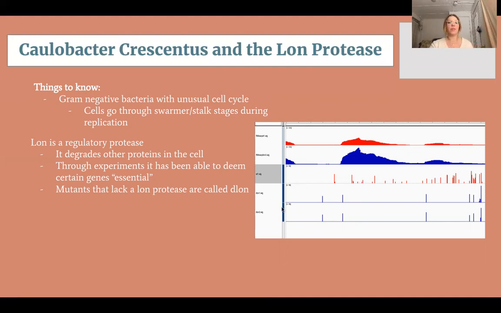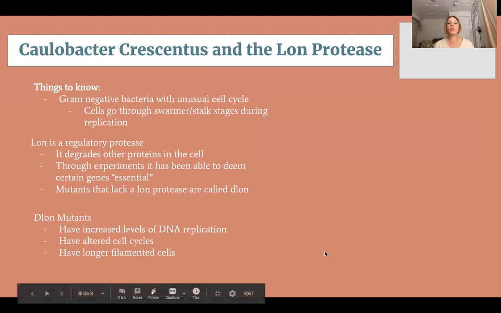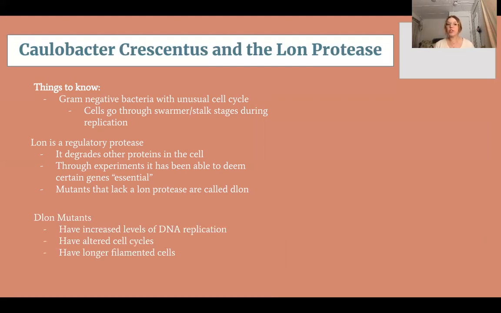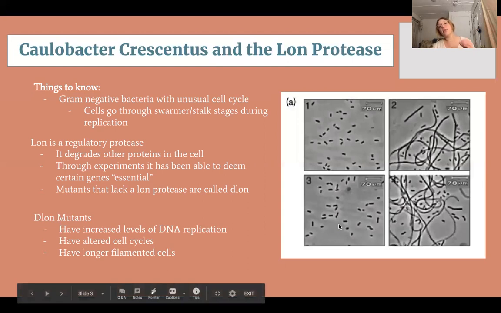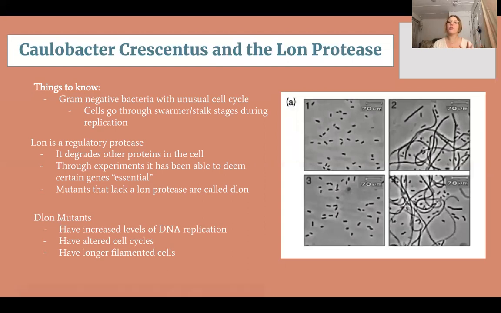to continue living. Delta LON mutants, we know that they have increased levels of DNA replication, they have altered cell cycles, and they have longer filamented cells. In this picture, you can see that the delta LON cells are on the right, and the regular Caulobacter cells, the wild type cells, are on the left. You can see how long and filamented they are and how they end up not becoming the short types of bacteria cells.